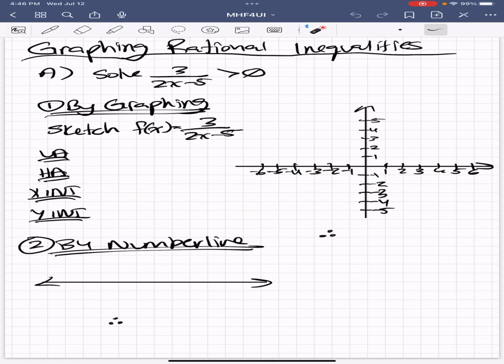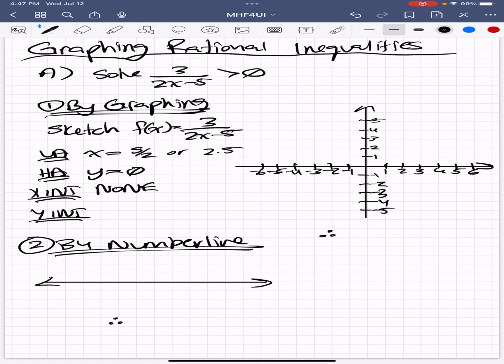Okay, let's get started. So we're going to sketch f of x equals 3 over 2x minus 5. Okay, so we have our VA, we have our HA, we have our x-intercept, and we have our y-intercept. So now we're just ready to graph.